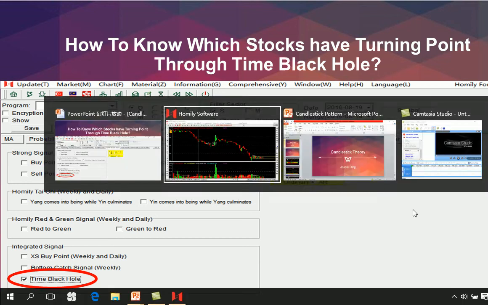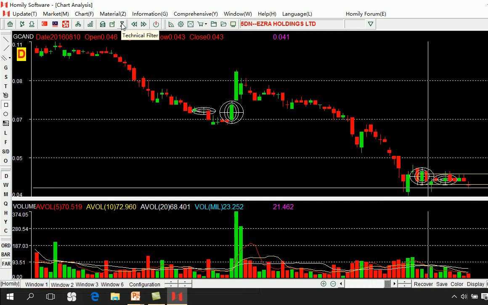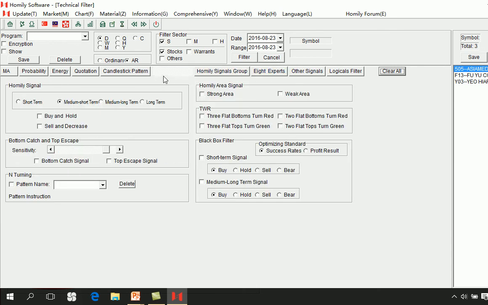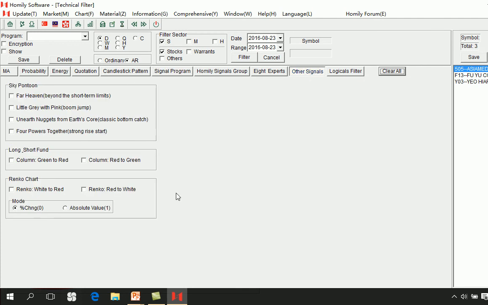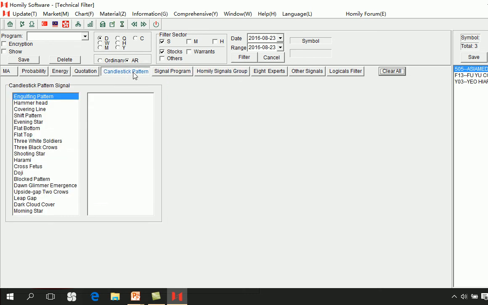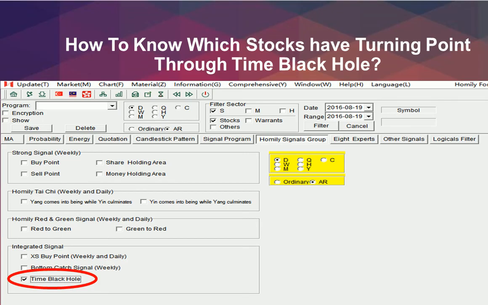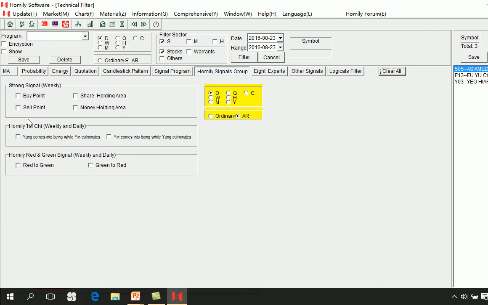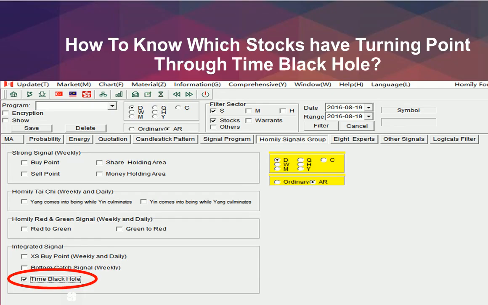So I show you how to do that. Firstly, we should click the technical filter. Then we can click the signal. So we see this one. You should clear the homely signal group, okay? Then you can find the time black hole. I cannot find it here. It's the homely signal group. Because this one, there's no, but if you use this one to filter, maybe you can click this one, time black hole, okay?